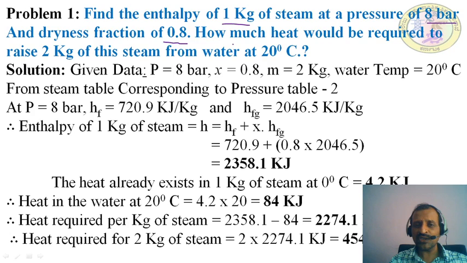So from this problem now, write the solution. What is the given data now? He has given P is equal to 8 bar, X, the dryness fraction, is 0.8, mass M is 2 kg, then water temperature is 20 degrees Celsius, right? So the initial temperature of water is 0 degrees Celsius actually, but now he has given 20 degrees Celsius because already the water is at 20 degrees Celsius.